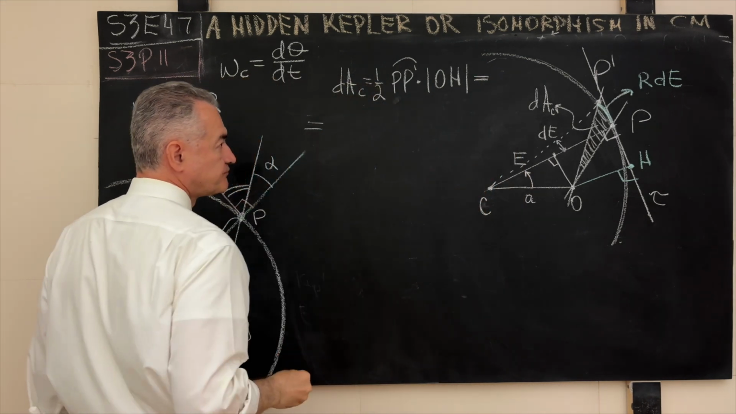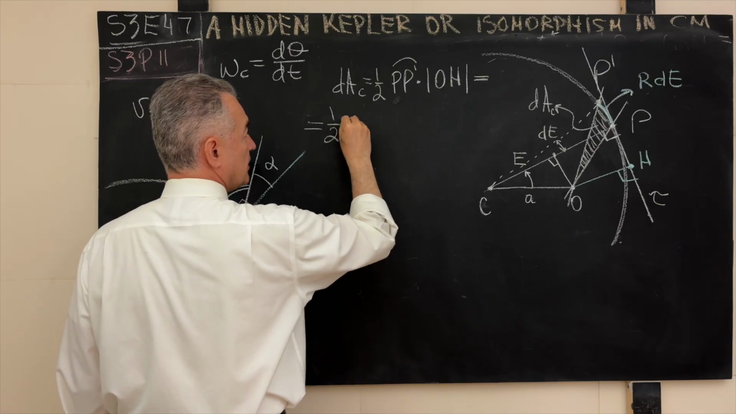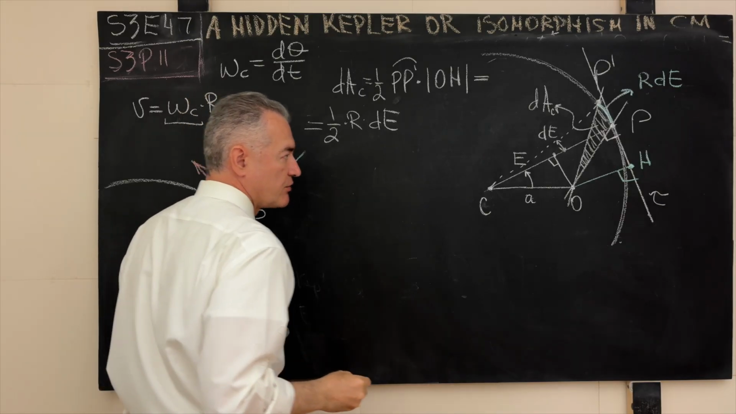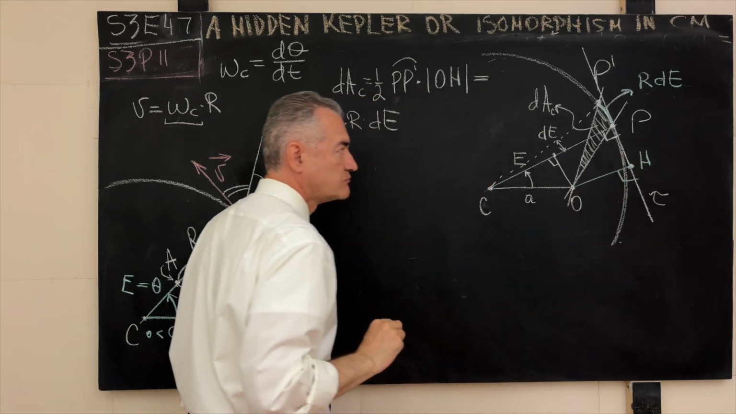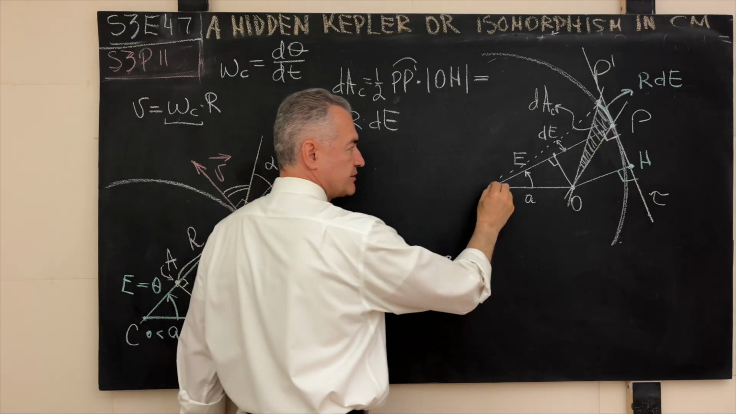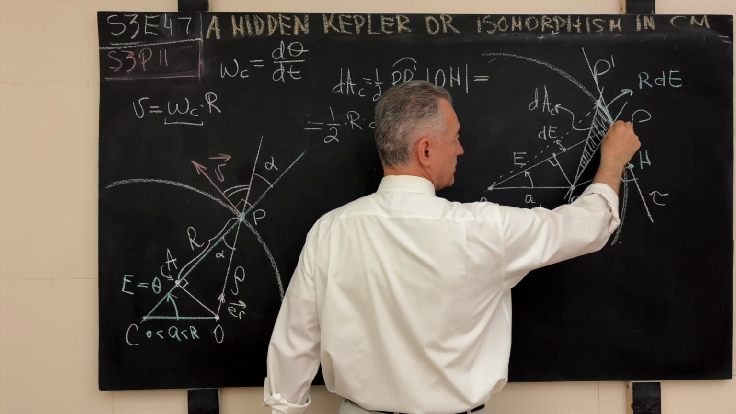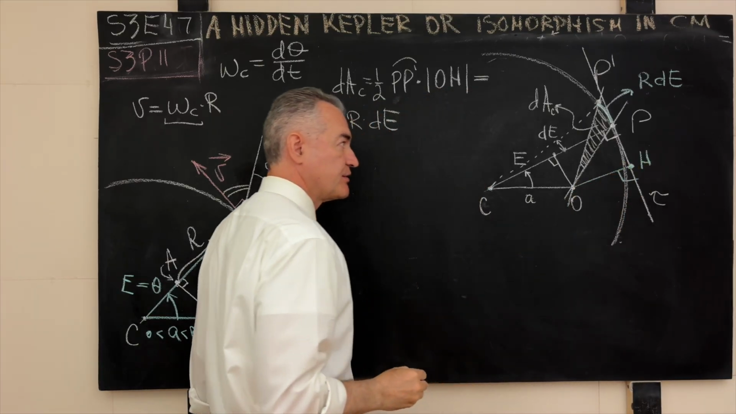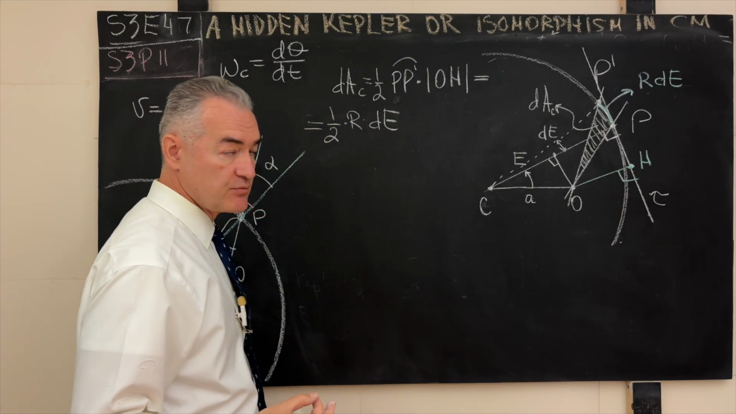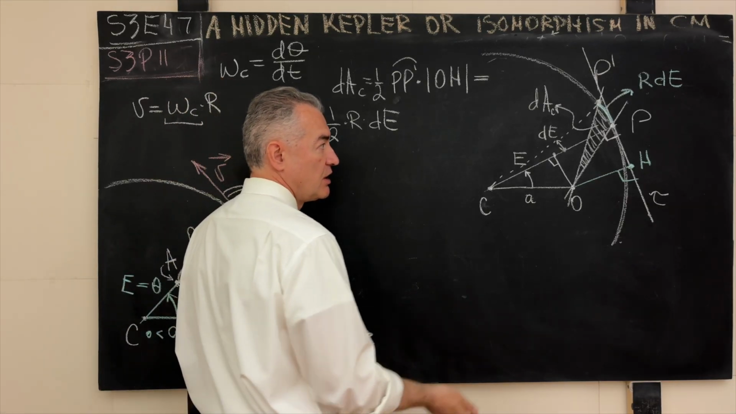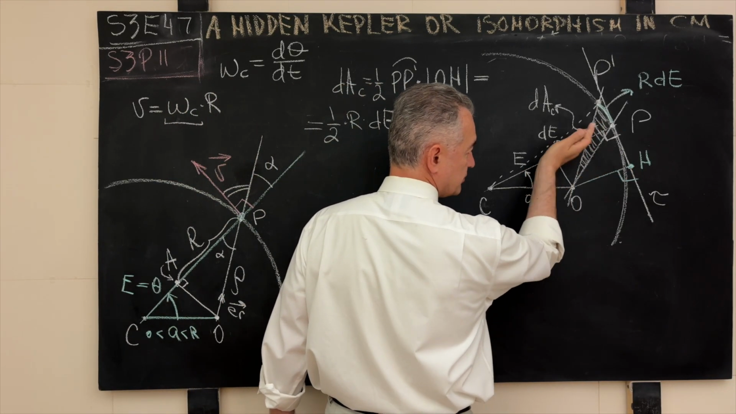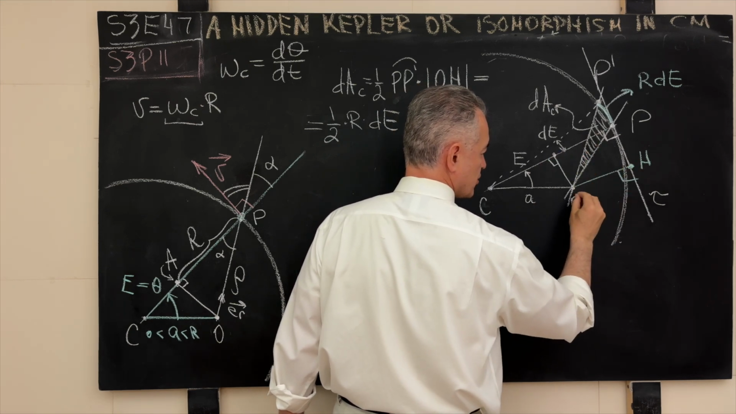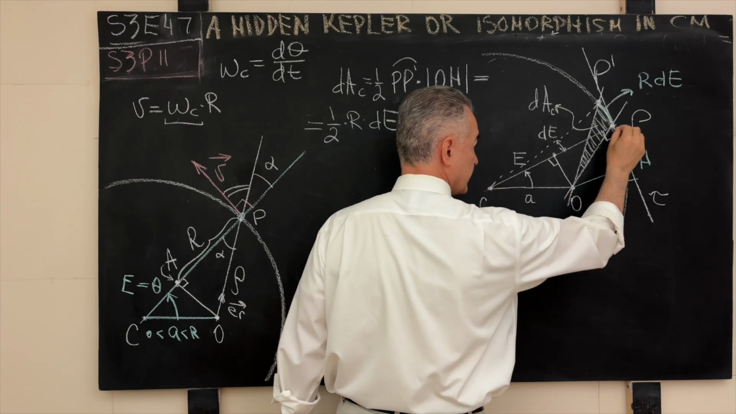So now we have 1/2 times R times dE. Now let's think about the height, this guy right here. If our radius CP is perpendicular to the tangent, and the line segment OH is perpendicular to the same tangent, because that's how we construct the height of our triangle, we have two parallel straight lines, OH, and let's call the projection of the point O onto the radius CP.